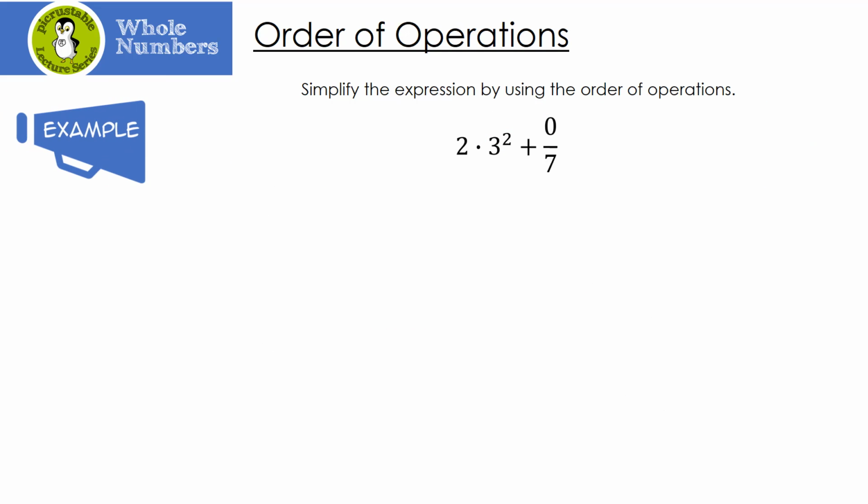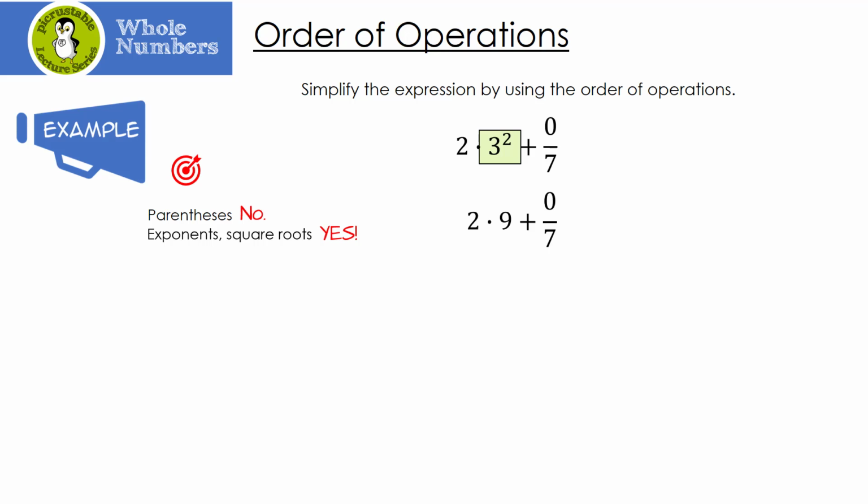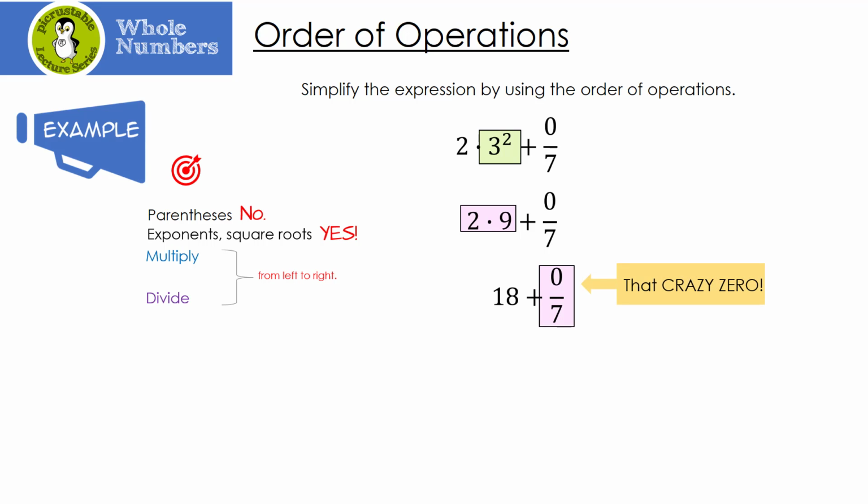Let's look at this example together. First, we look for a parentheses. No. We look for an exponent or square root. Yes. So we need to take 3 squared, and 3 squared is 9. Do we have any multiplication or division? And we go left to right. We sure do. The first one we see is 2 times 9, which is 18. Do you see the division? Yeah, that crazy 0. 0 divided by 7 is 0. And finally, we're going to add, which gives us 18.